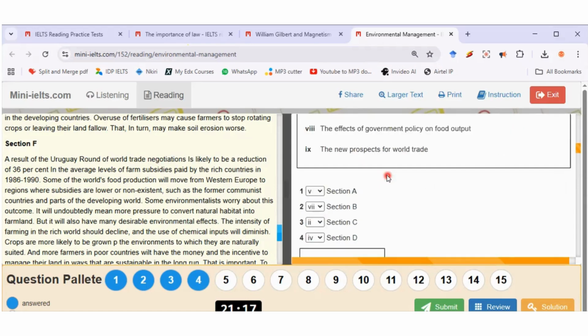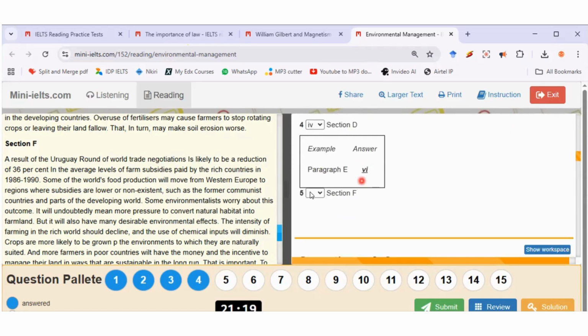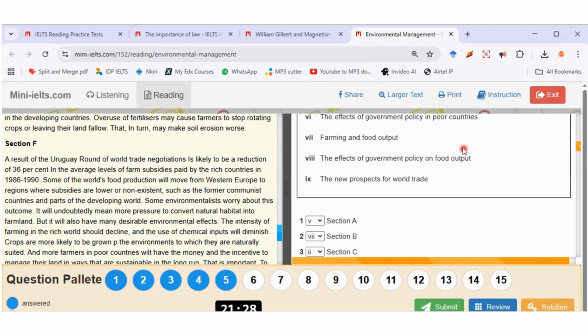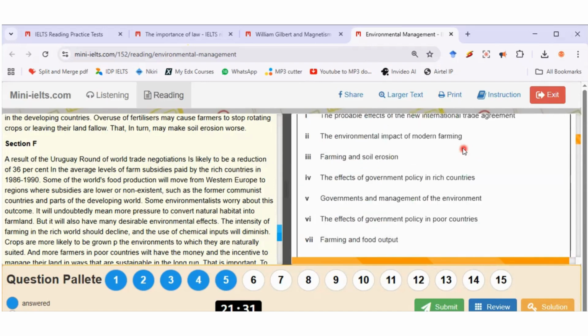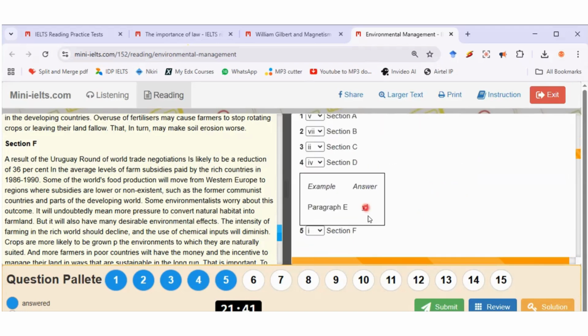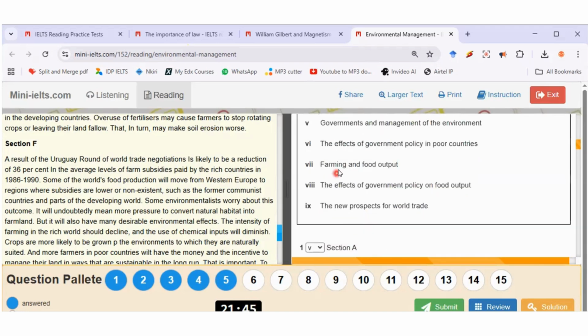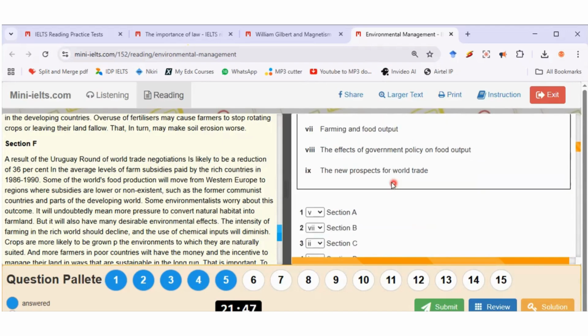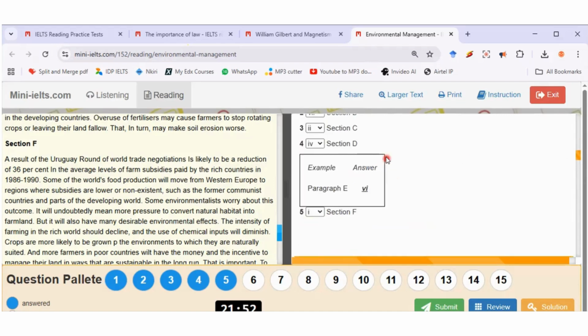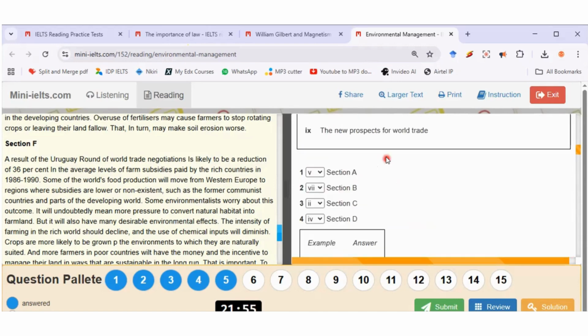Number 1 is most like, I've not used number 1. Section F, let me just pick 1 for it. Let me see what other statement. Number 2, I've used it. Number 3, there's nothing like soil erosion here. Number 4, have I used number 4? Yes, I've used number 4. Effect of government policy in rich countries. It can be number 4. Number 5, no, management of the environment. Number 6, they've used number 6 already. Number 7, food outputs. No, it can't be number 7. Farming and food output. I think number 1 is the best.